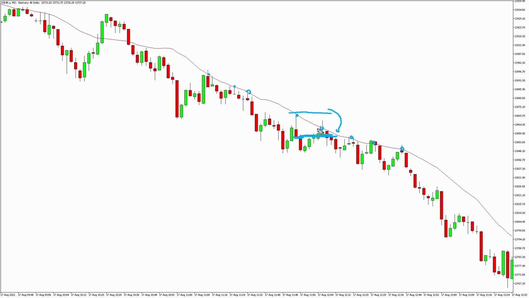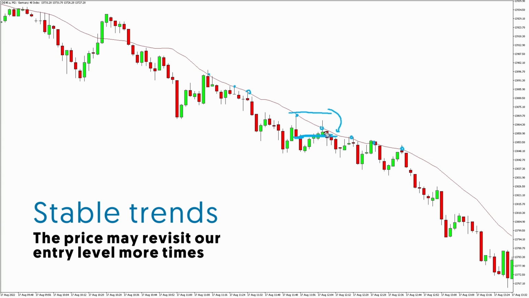The price will not get very far away easily from our entry points, so it will revisit our entry zone more times. If you set your break even after this move, you are asking for trouble because we have another entry opportunity there. I'm going to clean this. We have another entry point there.